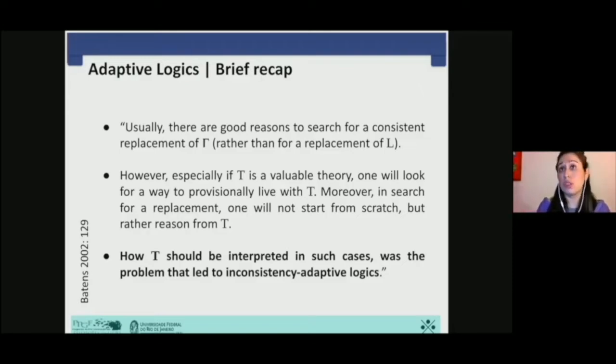Moreover, in the search for a replacement, scientists would not start from scratch, but rather reason from the theory that they have, even if they already know that it's inconsistent. So, how this should be interpreted in such cases was the problem that led to inconsistency adaptive logics.